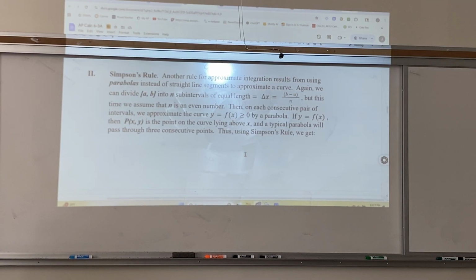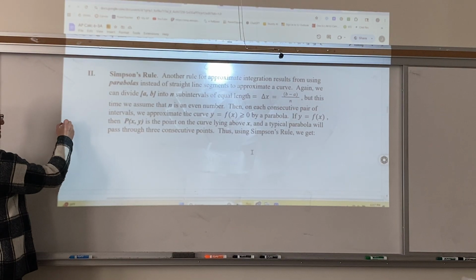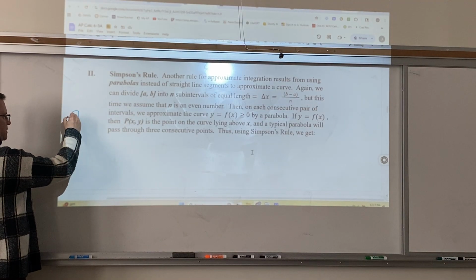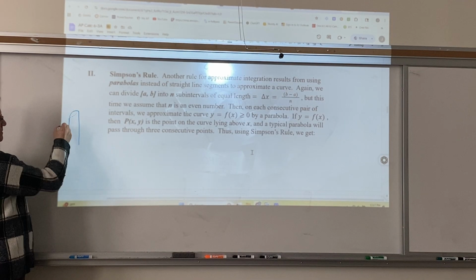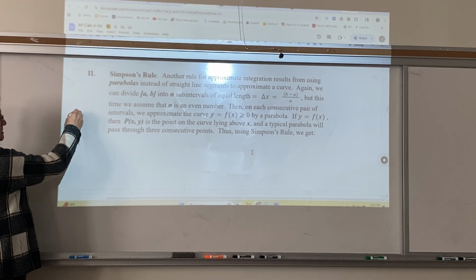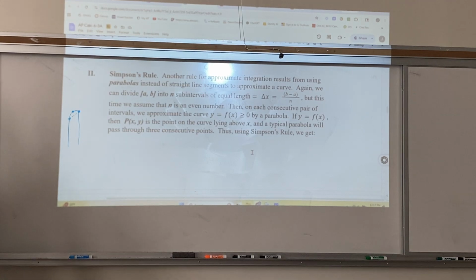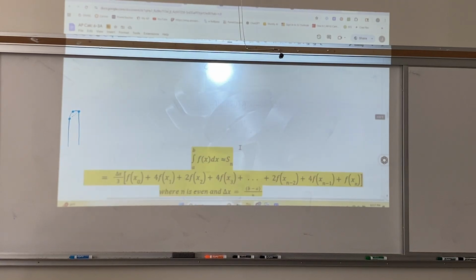But what they're doing to make their parabolas is kind of like the midpoint. They're using the left, and with trapezoids we're using these two. They're going to use this, this, this. Oh my God, they're using more points. So here's Simpson.